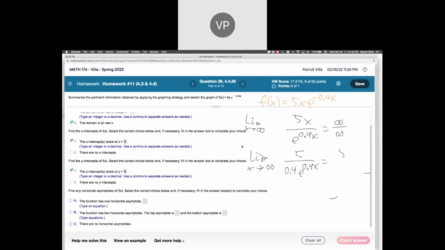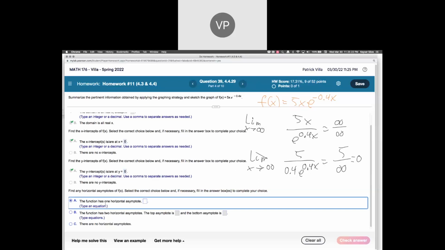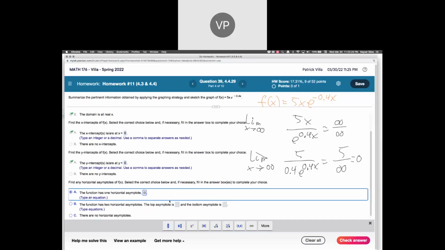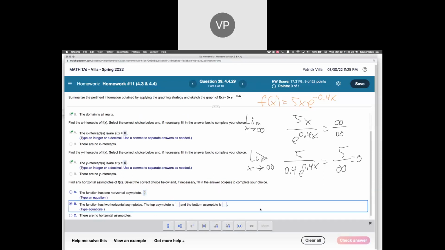And now when I plug everything in, I get 5 over infinity, which tells me I get a 0. So what that means is, as your x goes to positive infinity, your graph is going to 0. I don't know if it's from the top or the bottom. I know, though, that 0 is our horizontal asymptote. Okay? So if I plug that in, now there may be more than one, so I'm not going to answer this yet, because we need to check from the other side. Remember, what's the limit of the same function as x goes to negative infinity?